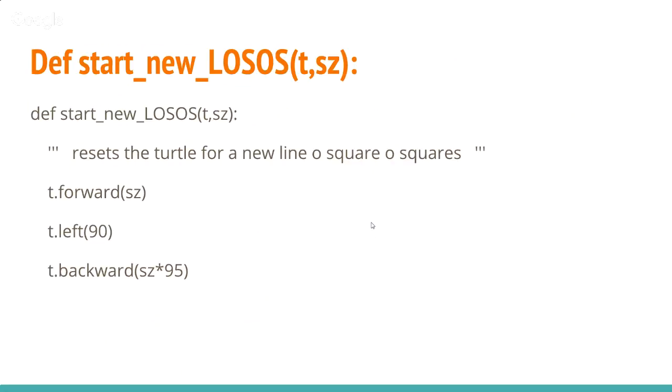Start new line of squares. It takes t and size. It basically resets the turtle for a new line of squares. Forward by size, left by 90, and then it goes just backwards by size times 95. Again, the reason that we're not doing 96 is because of how it ends in the lower left-hand side of the column, and that last column.